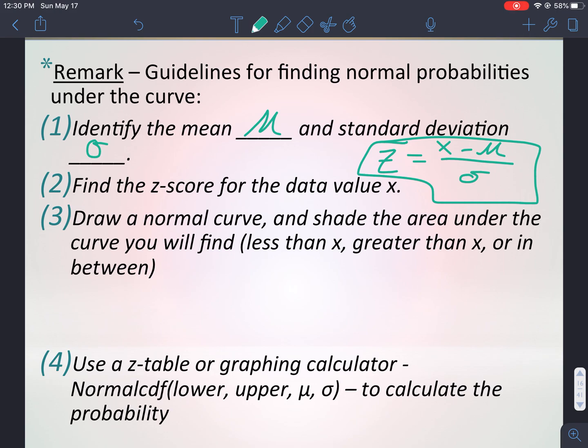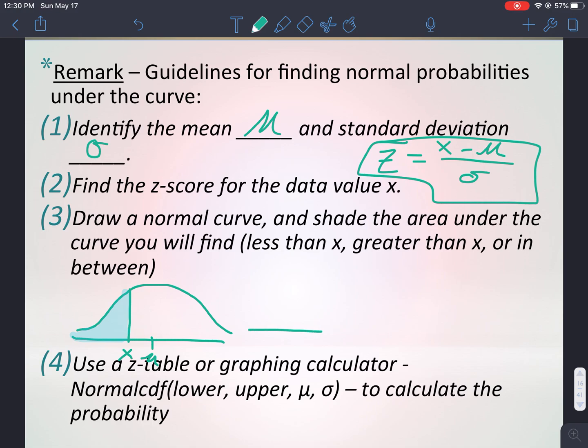Step 3, draw a normal curve and shade the area underneath the curve you need to find. There are 3 different possibilities here. The first one is if you want the probability less than x. So you want the shaded region to the left.